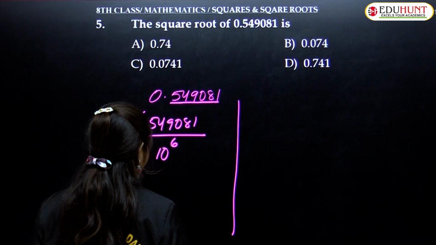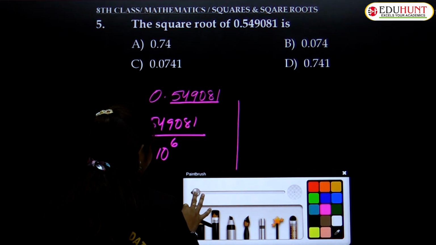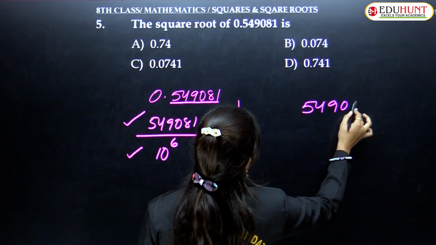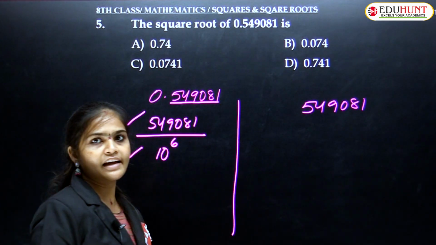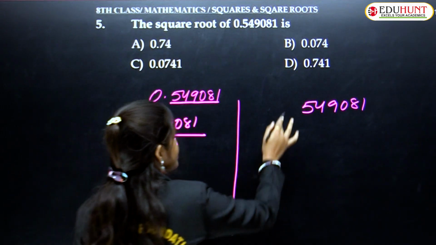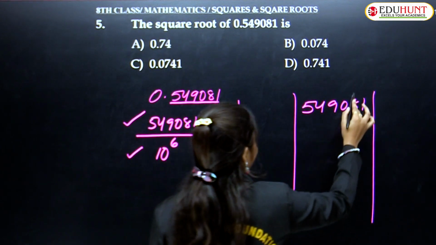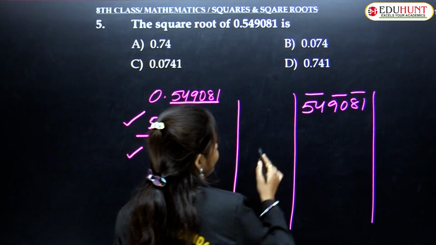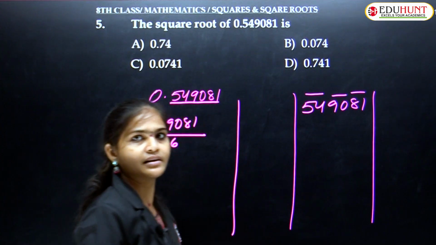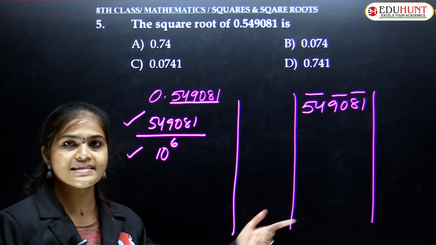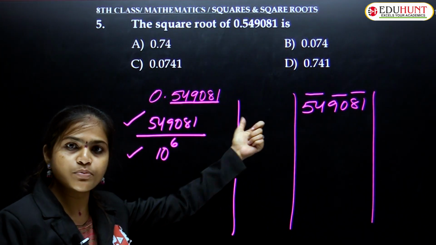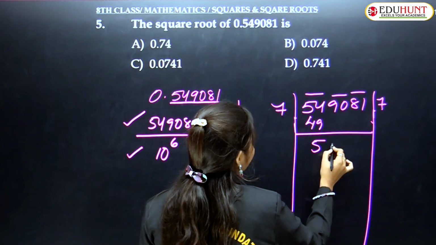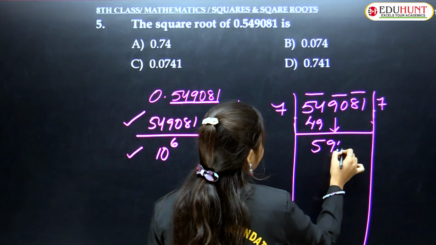See here. 549081. Okay, 5,49,081. So to this number, to find the square root, first we have to divide it into sets of two numbers from right side to left side. So here 54, nearest number, 7 7s 49, 8 8s is 64. So 8 8s is 64 is more than 54. Okay, so that's why here take that as 7 7s 49. So here left over 5 and just drop down that 90.